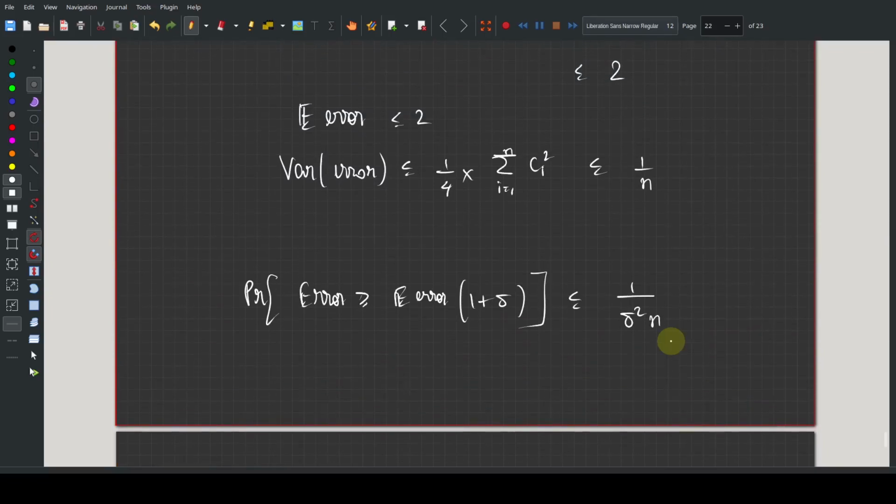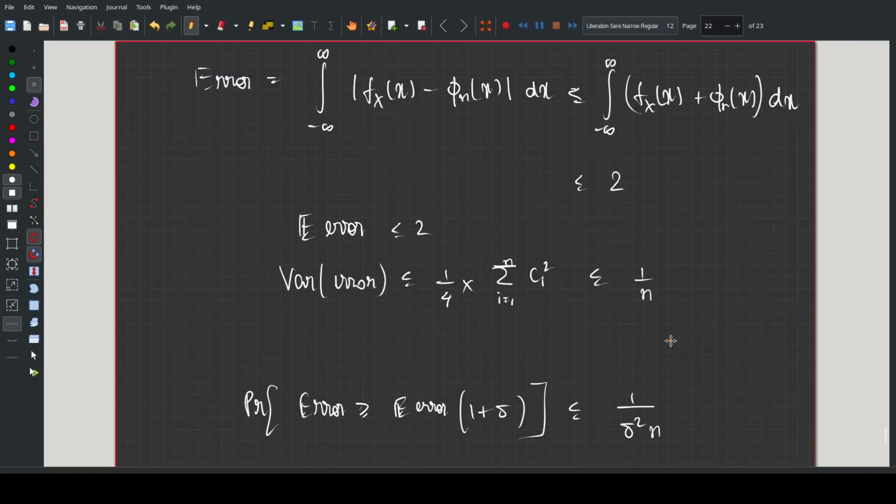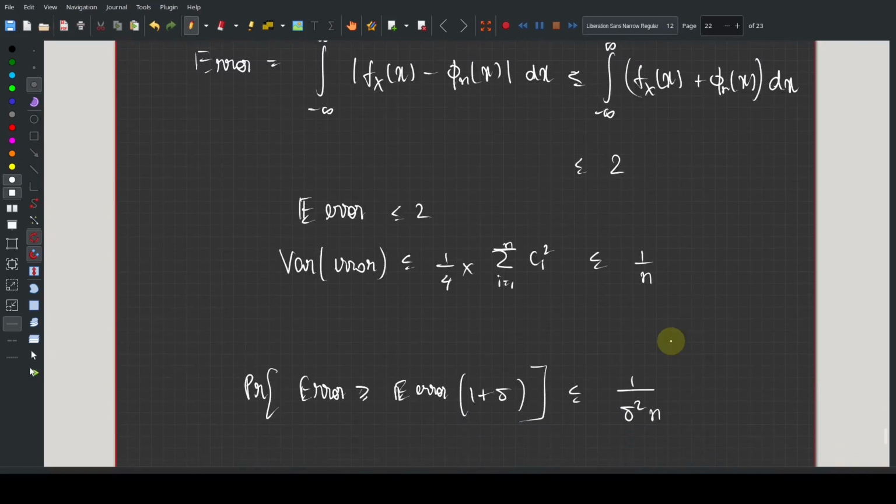Any questions so far? Sorry? Correct. Should be 1 by n squared. Why 1 by n square? It's the normalized sigma square by t square. Sigma square is the variance, right? The variance sigma square is 1 by n. Sigma square by t square is 1 by delta square times 1 by n.